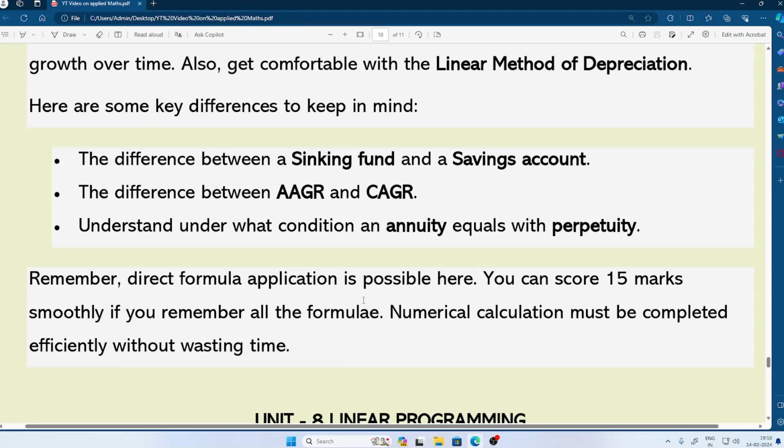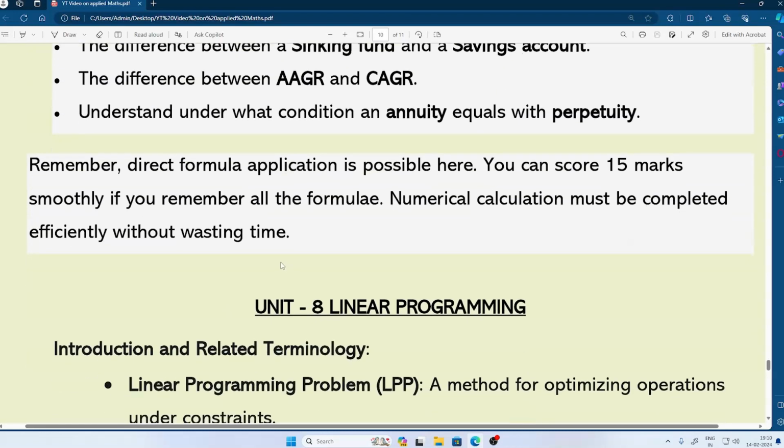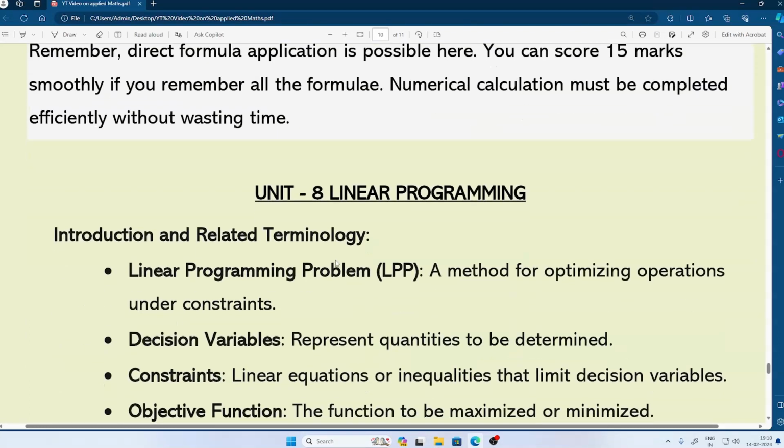I'll tell you, memorize, mug it up as fast as possible. You can score 15 over there. That numerical calculation must be completed efficiently without wasting time. Please remember this. And then there is linear programming.